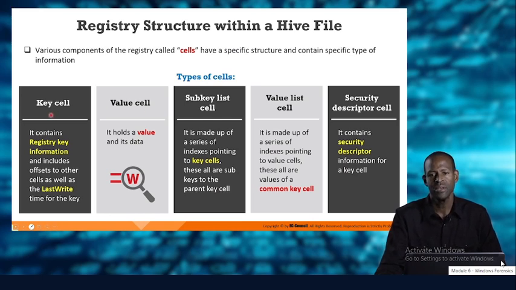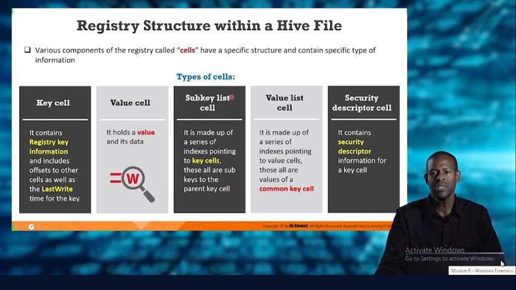So one is a key. What is a registry key? It's a type of cell that has offsets to other cells and last write time information for the key. What else do we have? Value. That's a value cell. It has a specific value. For instance, I can go to a key and select that key, and then on the right-hand side of the registry, there'll be a value that I can change. It will then be saved into the registry key, which will be saved into the hive, etc.